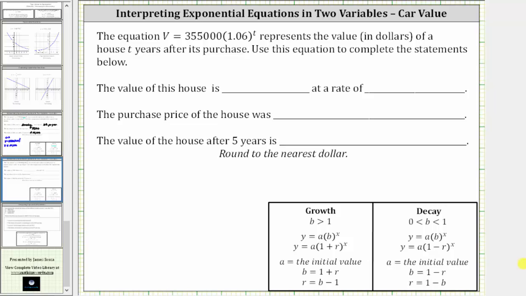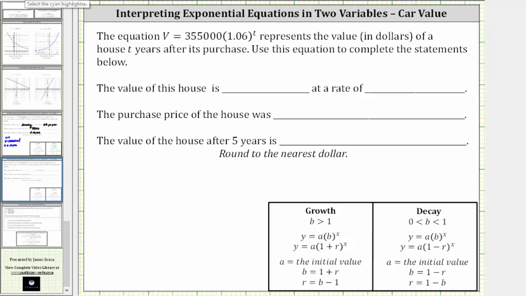The equation v equals 355,000 times 1.06 raised to the power of t represents the value in dollars of a house t years after its purchase. Use this equation to complete the statements below. The first statement is: the value of this house is increasing or decreasing at what rate?